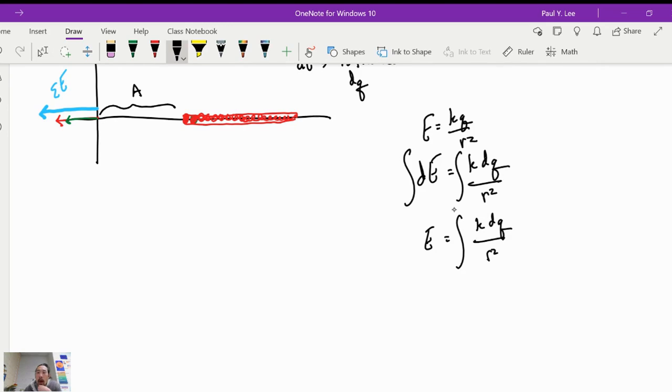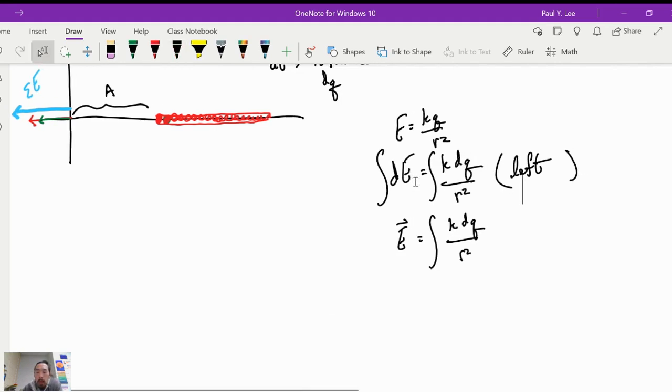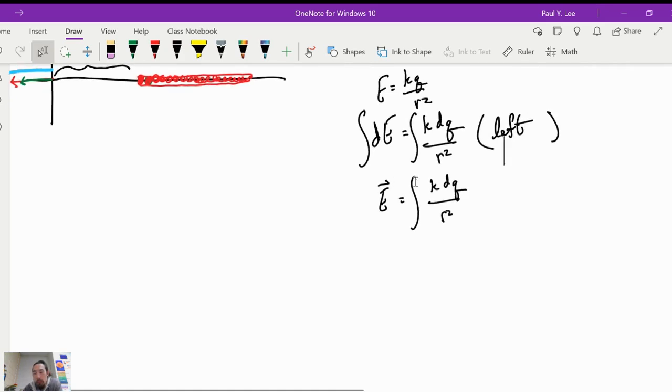All right. Now, there needs to be a vector here because the E field is a vector. So what I'm going to write here in parentheses is that our E field is pointing to the left. It's always good to keep that in mind. It'll pop up when we have other kinds of shapes. All right. So at this point, we need to be defining a couple of things.